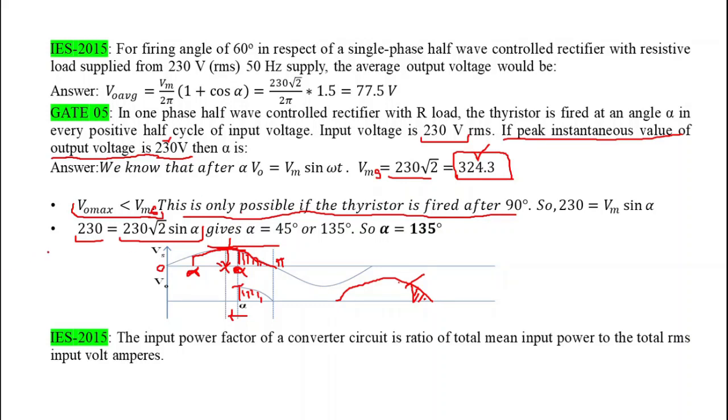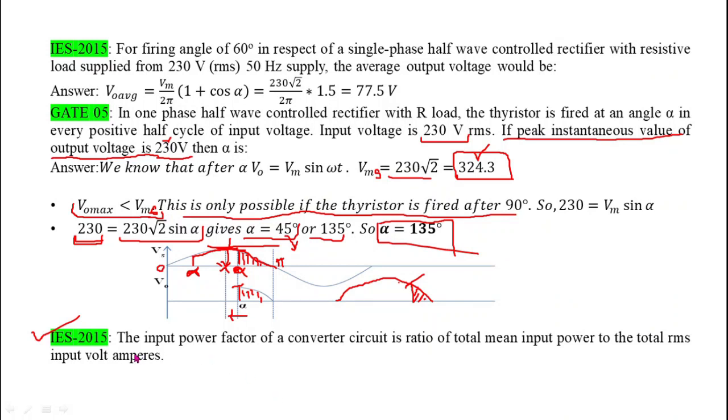Putting in the maximum value that occurs at angle alpha, 230 volt is equal to 230 root 2 sin alpha. Solving this, we get sin alpha equal to 1 by root 2, and alpha equal to 45 degrees or 135 degrees. 45 degrees is not possible, only 135 degrees is possible. That's why we get alpha equal to 135 degrees.